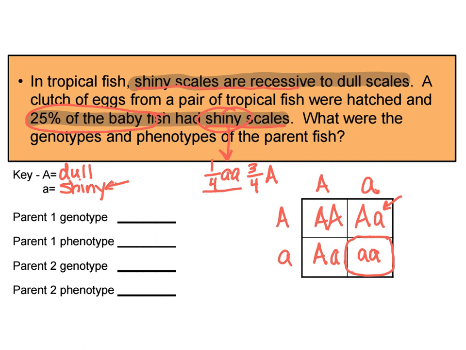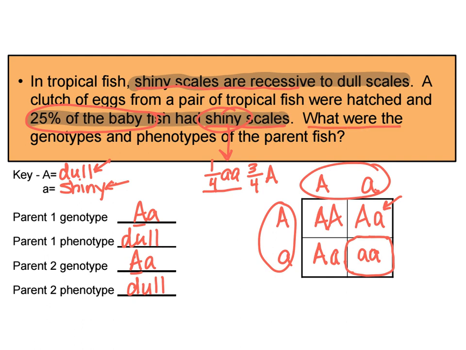So now I know the genotypes of my parents. This parent right here is a big A, little a parent, and this right here is parent 2, also heterozygous. If they are heterozygous, they have 1 dominant allele. That means that they are going to have the dominant trait. Both parents are big A, little a, and both parents will be dull scaled. So I have now answered the question, what are the genotypes and phenotypes of the parent fish?